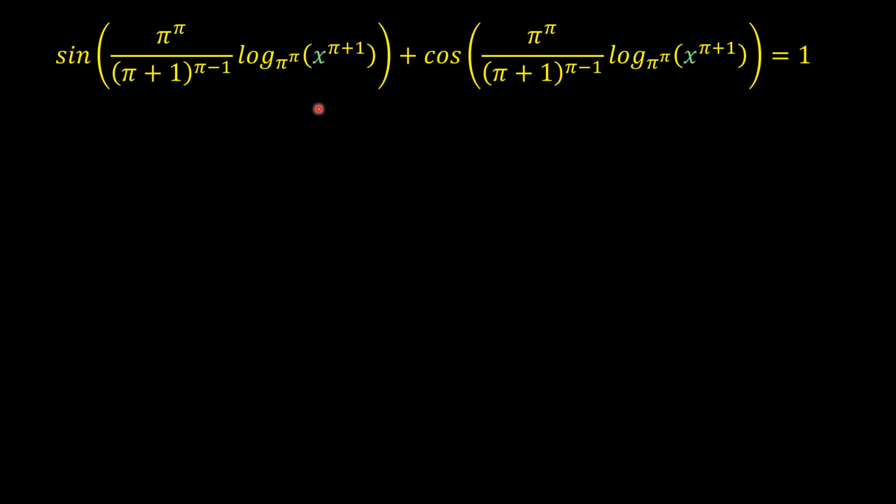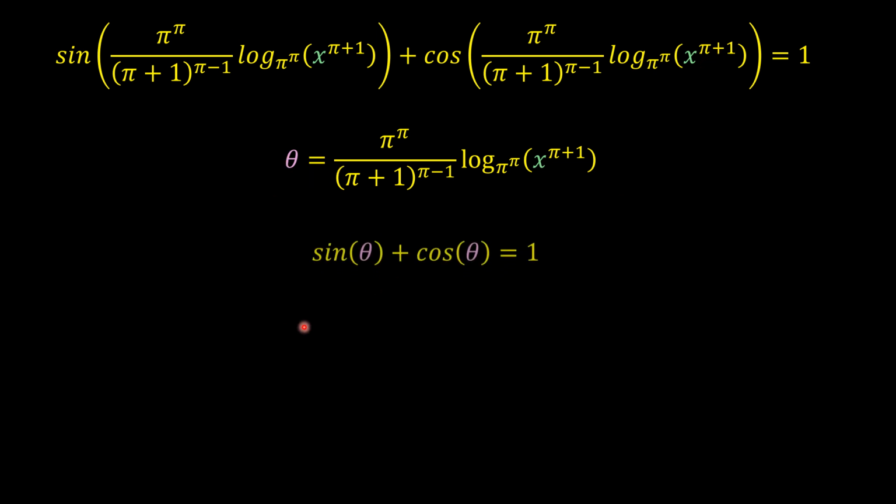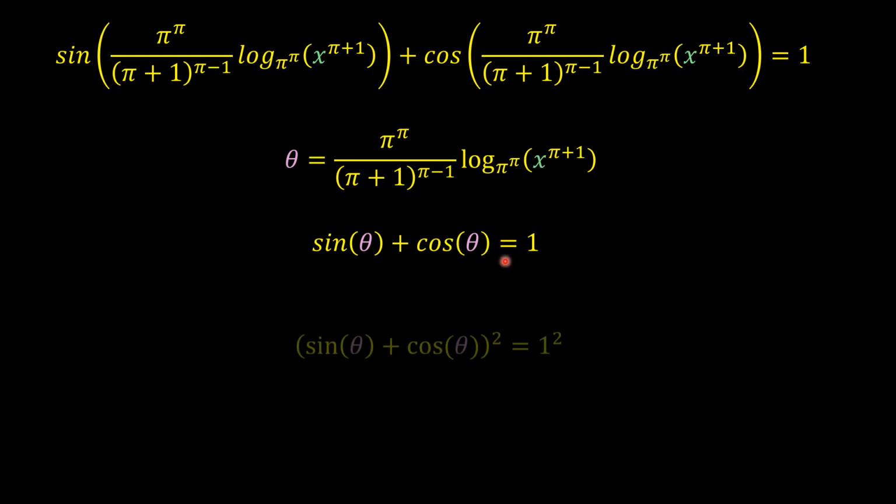So you see that this term here is equal to this one here. To simplify the solution, I'm going to make a substitution. I'm going to say that this one is theta. So theta is equal to this, which is this one here and this one here. And then I'm going to replace this value in the original equation. So we're going to have sine theta plus cosine theta equals 1. Okay, so I'm going to square both sides of the equation.